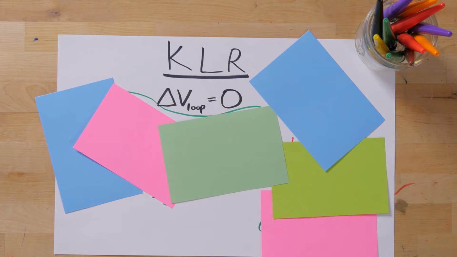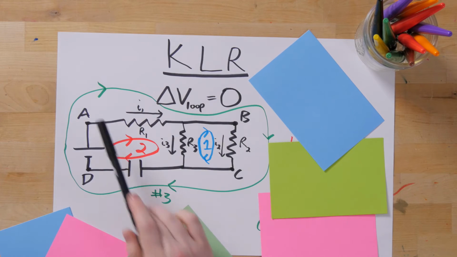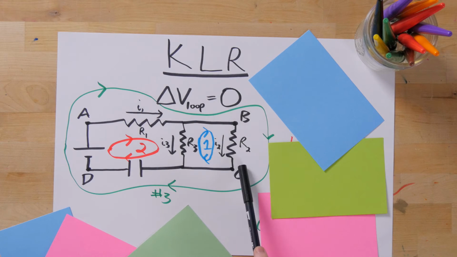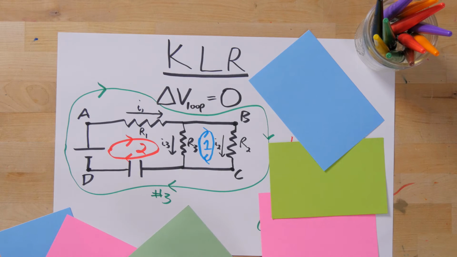Kirchoff's loop rule says that the potential difference when you travel in a complete loop around a circuit must be zero. This means that if you move from point A to point B to point C to point D and back to point A, you must have no change in potential.